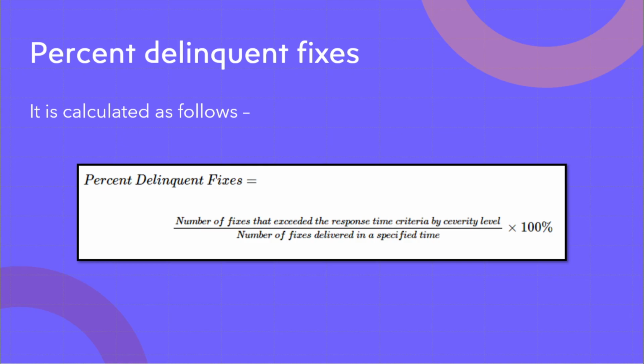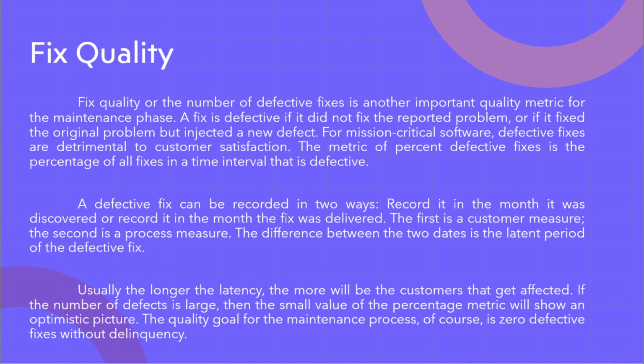Percent delinquent fixes is calculated as follows. Percent delinquent fixes is equal to the number of fixes that exceeded the response time criteria by severity level over the number of fixes delivered in a specified time times 100%.